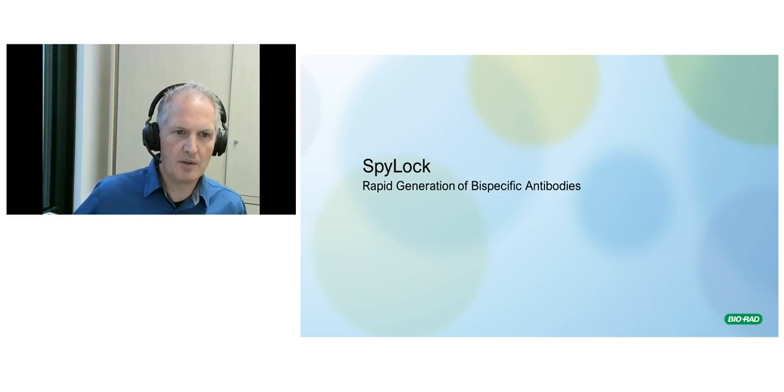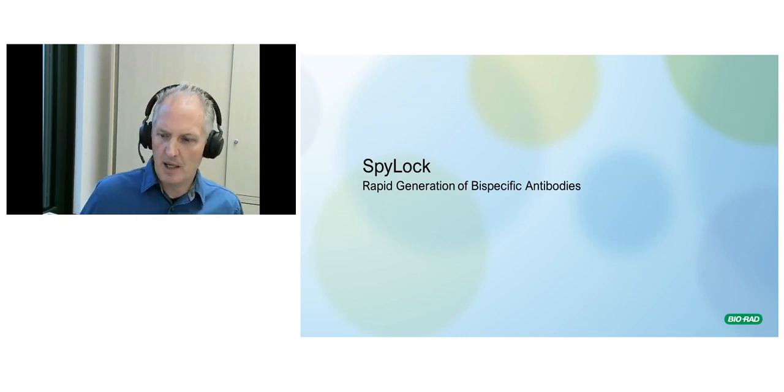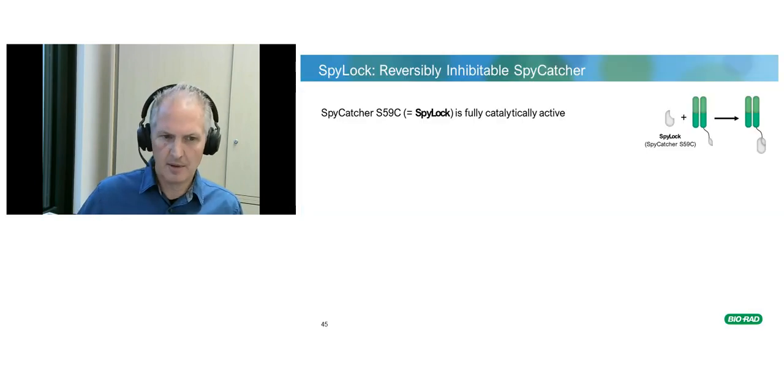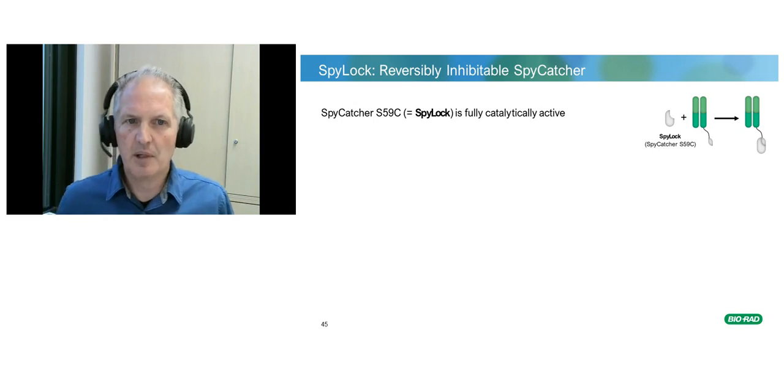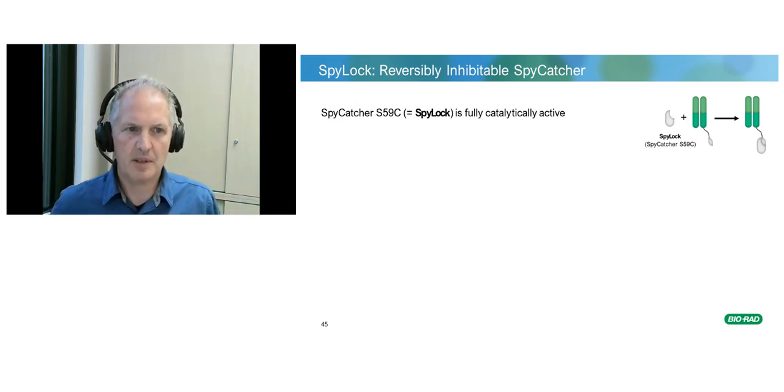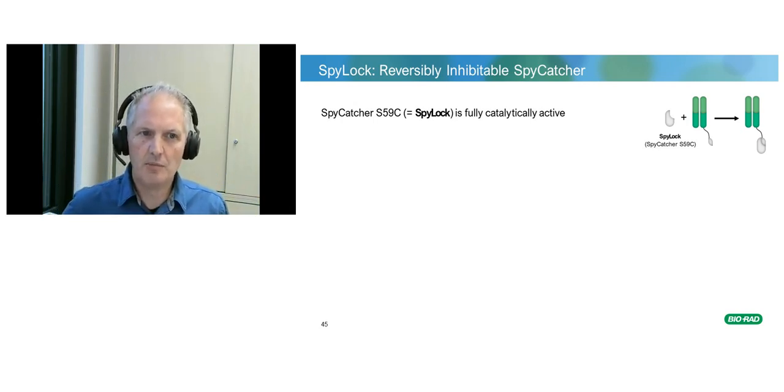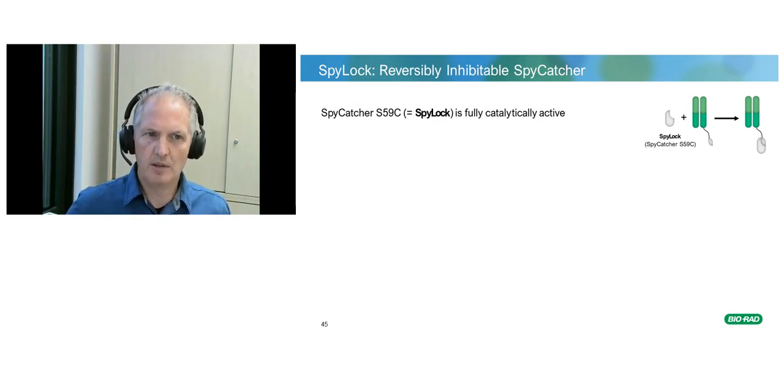Okay, with that, I want to switch to SpyLog, which we apply to the rapid generation of bispecific antibodies. SpyLog is a reversibly inhibitable SpyCatcher, which we developed. We introduced a mutation, a serine to cysteine mutation at position 59. And we showed that the SpyCatcher, which we call SpyLog after this mutation, is still fully catalytically active.